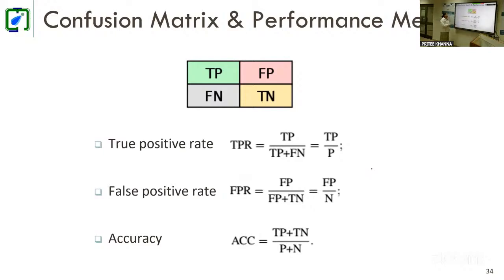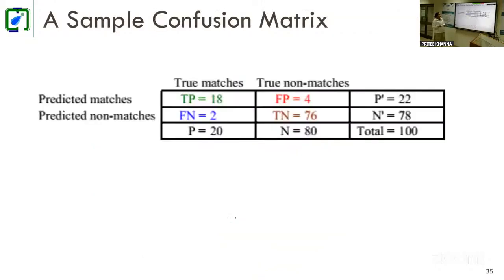right? Good. So if you want to get the true positive rate, out of true positives and false negatives, how many are true positives? These are very famous things, right? So true positive rate, false positive rate, and accuracy. If you've seen different research papers, you will see these many parameters. So how do we get them?